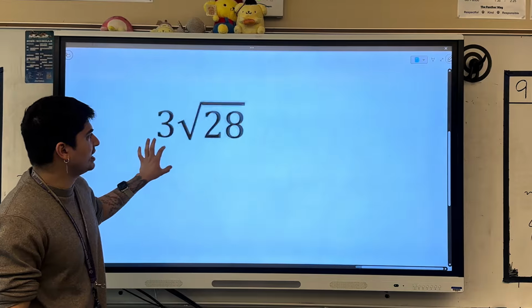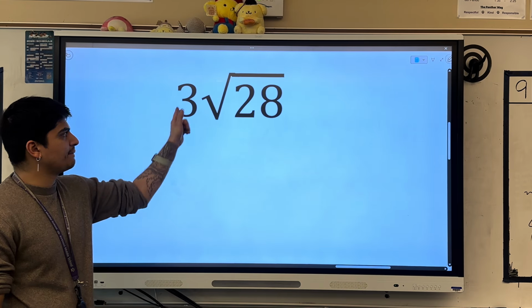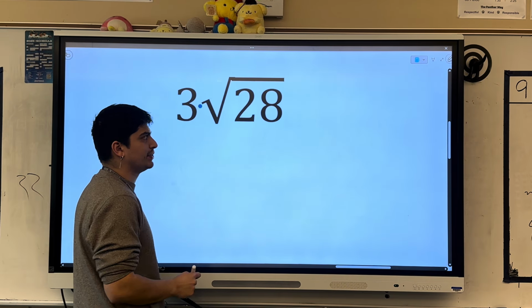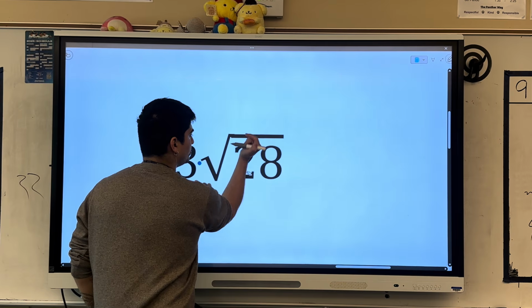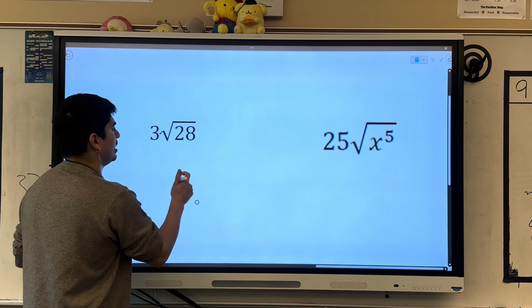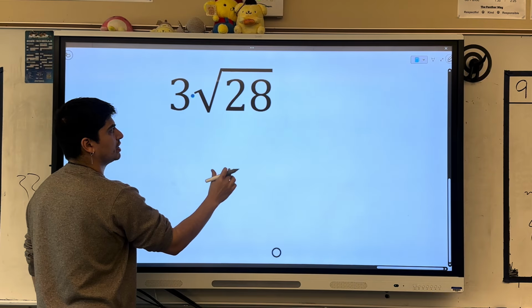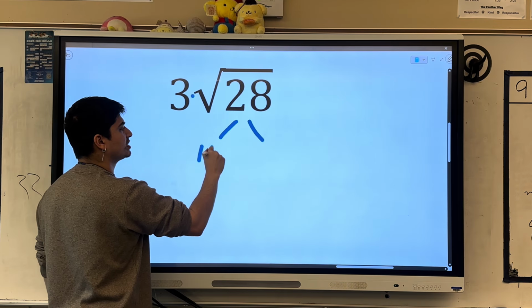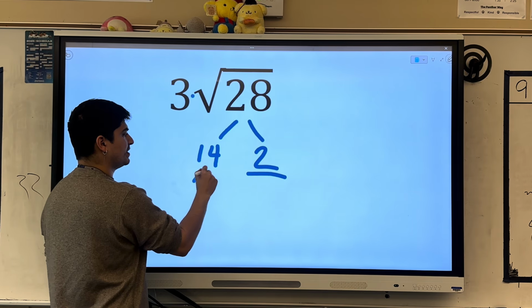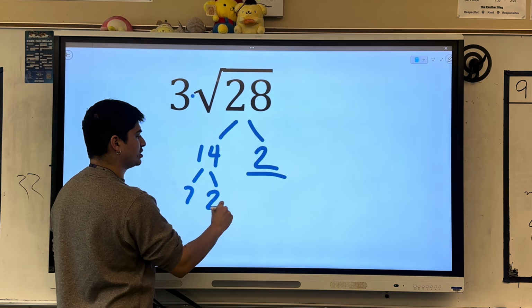Okay, let's do it one more time, or a couple more times. Again, there's already a 3 waiting on the outside on this one. So this one's waiting to multiply with anything that we take out. Let's split up the number 28. So I'm gonna do 14 times 2. Can't split up the number 2 anymore. Then I can split up this 14 by going 7 times 2.